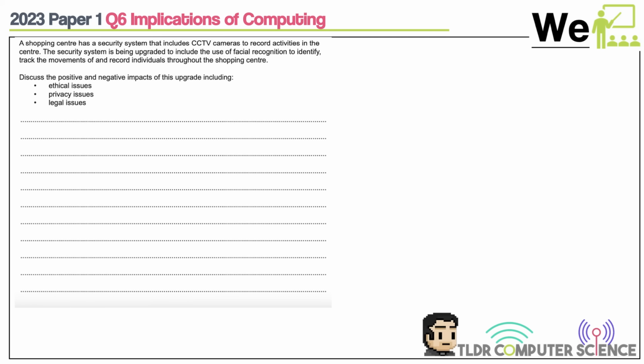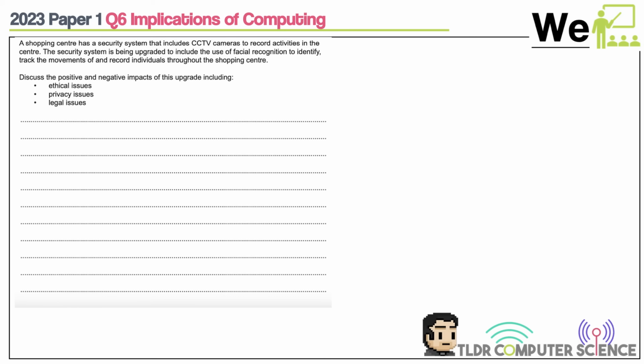Okay, so now we're on the 8 marker on implications of computing. Remember, the way that these questions will work is it will want you to think about some kind of scenario. Maybe it's about implications of AI in maybe creating students' work. Could be a question on social media and its implications. Could be about digital divide with the use or access to banking services. It could be almost a wide range of different things.